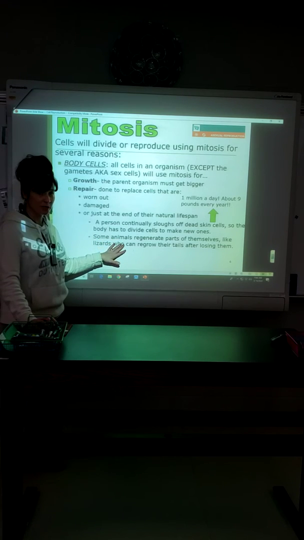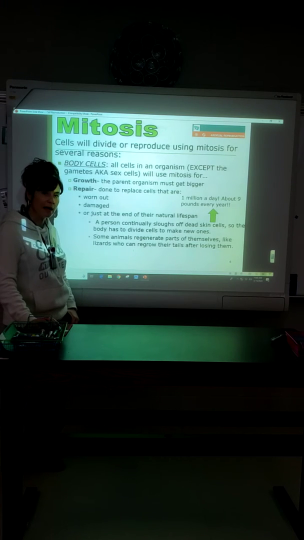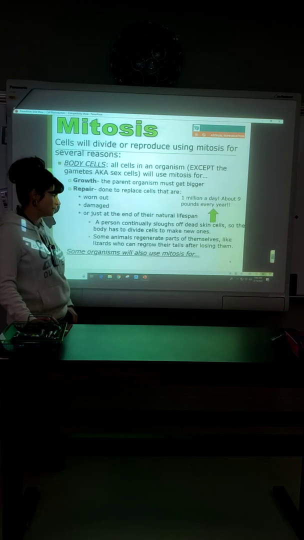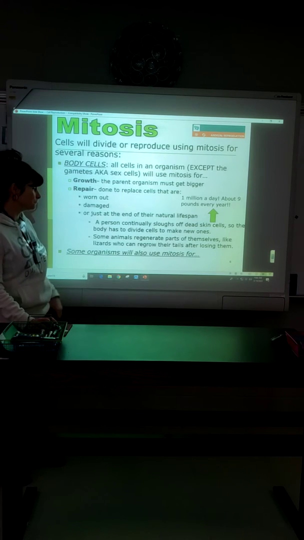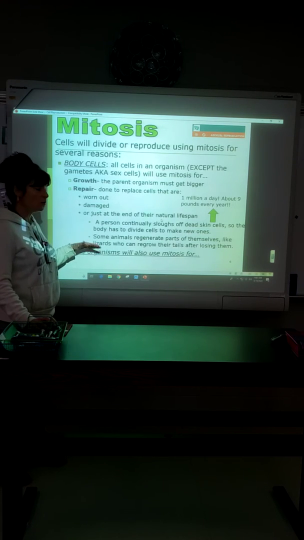We know that some animals can regenerate, like lizards and starfish, right? They can lose a limb or an appendage and then it will grow back. Obviously, we don't have that capability. That'd be pretty cool. We don't, but some species can do that. Here's a special category. Some organisms are going to use mitosis for reproduction.